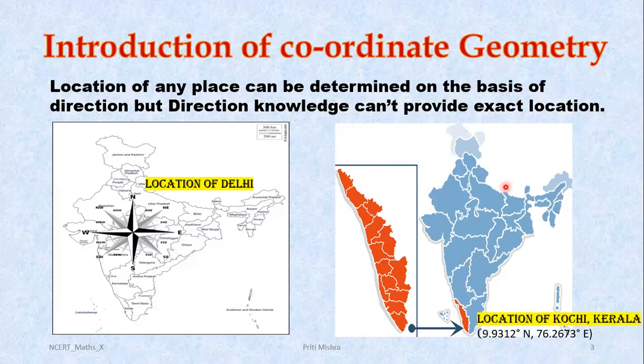Here I am going to tell you the exact location of Kochi, which is 9.93 degrees north and 76.26 degrees east. And the location of Delhi is 28.70 degrees north and 77.10 degrees east. These are the geo coordinates of these places. These are of Kochi and these are of Delhi. And this is possible just because of coordinate geometry.